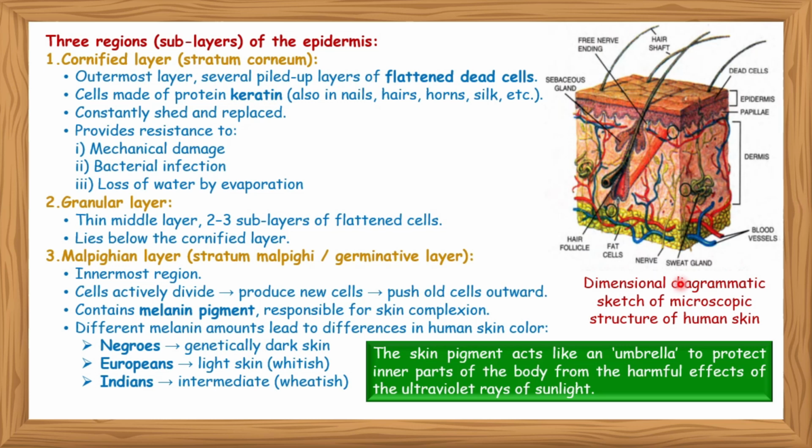This is the three-dimensional diagram sketch of the microscopic structure of human skin. The skin pigments act like an umbrella to protect inner parts of the body from the harmful effects of ultraviolet rays of sunlight. That's why the more melanin pigment is found in the skin, or the darker the complexion, it makes people protected from skin cancer and from the ultraviolet rays of sunlight.